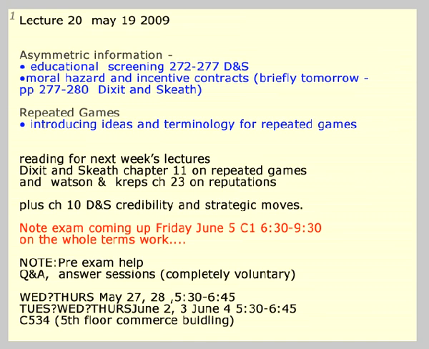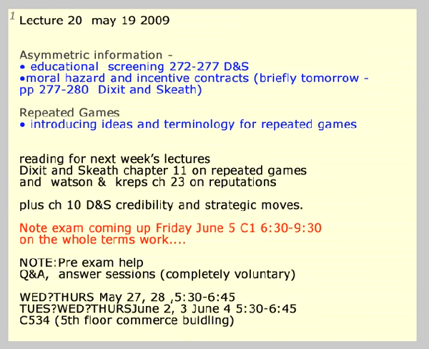The one we're going to look at today, the educational screening. A screen is where the uninformed party tries to figure out what truthful information is that they don't know, and they're going to set up a screen. Just generally, you can think of them as signaling strategies or screening strategies, but technically the difference is who takes the initiative, who moves first in the game.